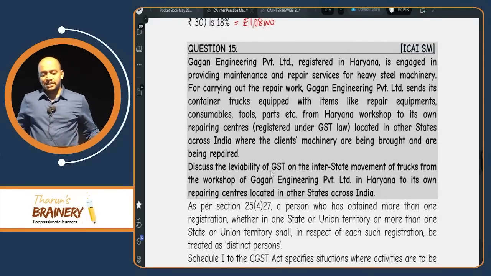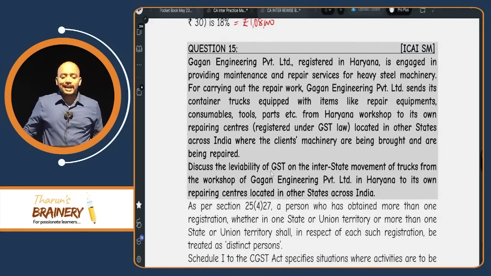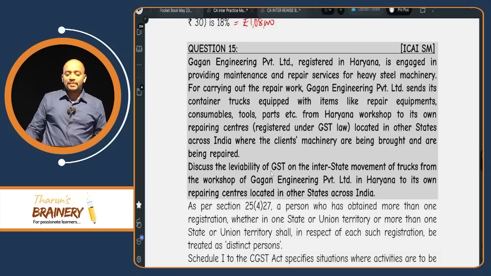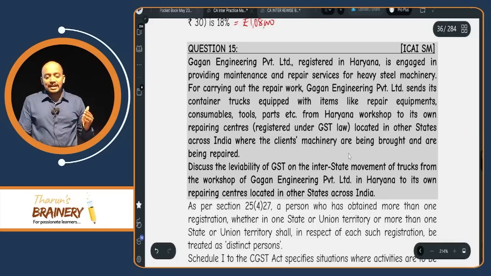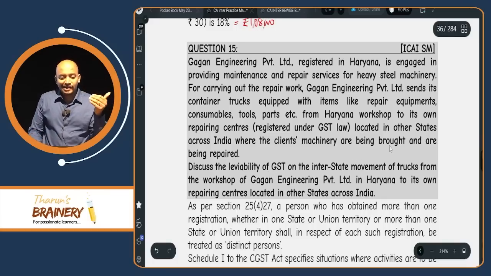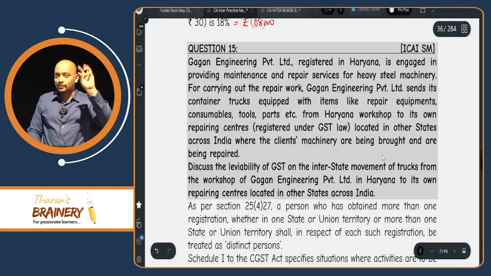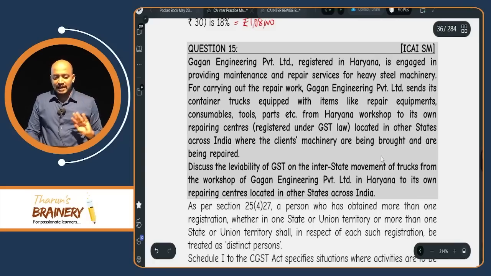Gagan Engineering Private Limited, registered in Haryana, is engaged in providing maintenance and repair services for heavy steel machinery. For carrying out the repair work, it sends its container trucks equipped with repair equipment, consumables, tools, parts, etc. from the Haryana workshop to its own repairing centers located in other states across the country, where clients' machinery is brought and repaired. So see this, it's a new question, not yet asked in exam.